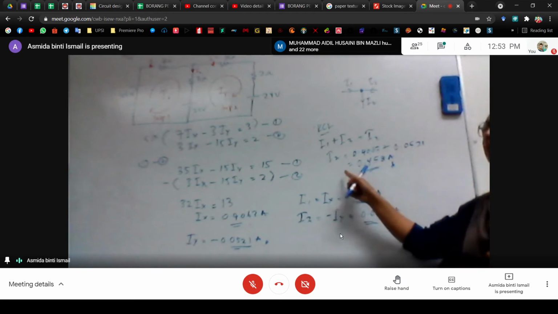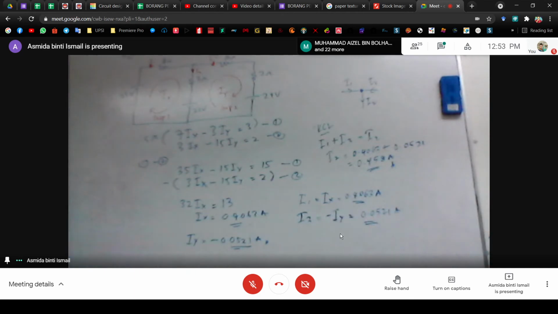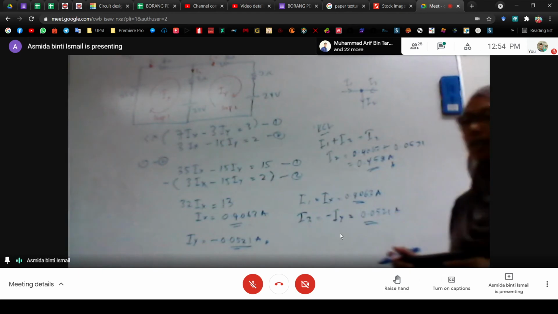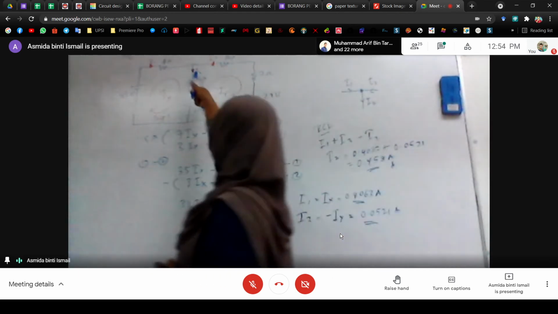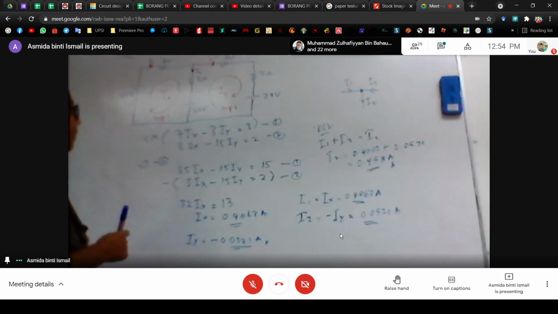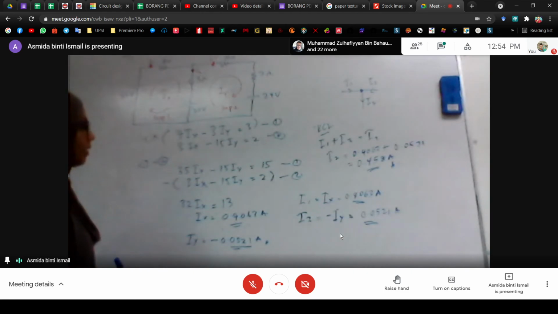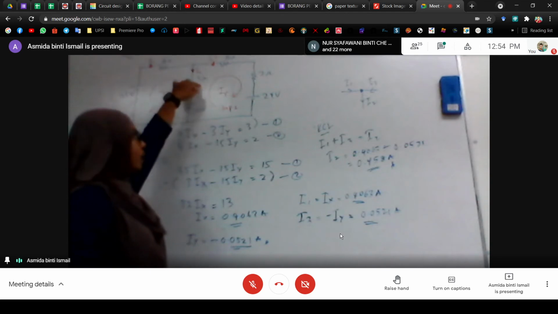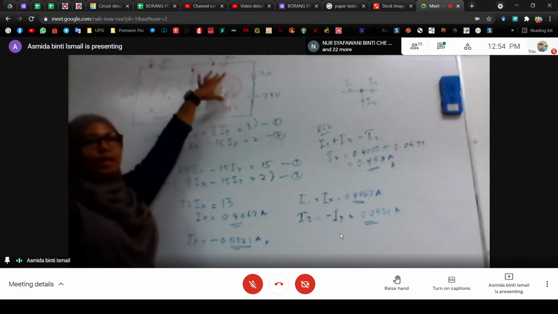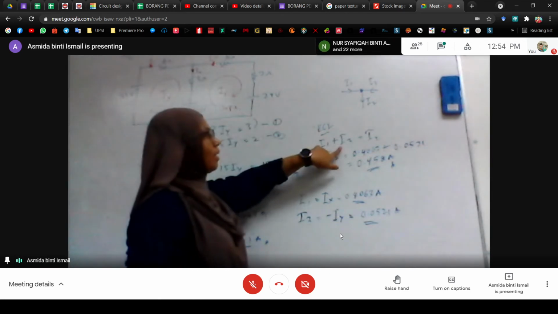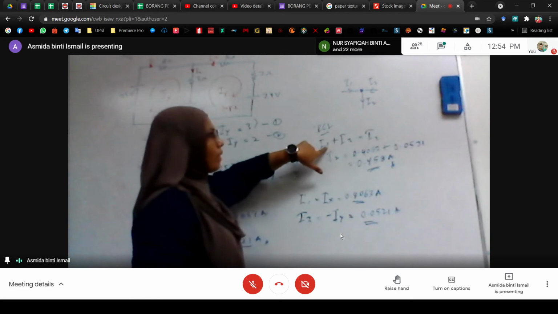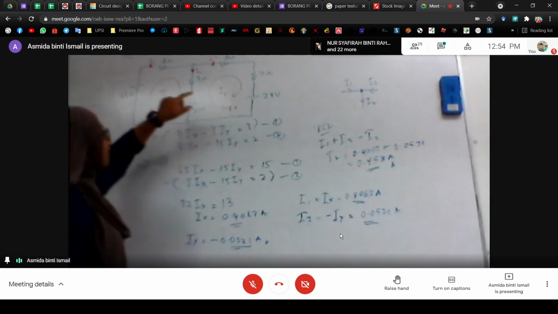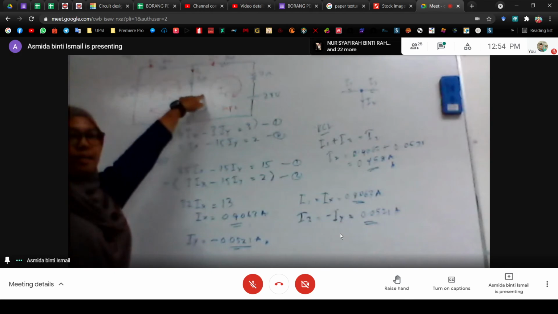This is the value for I2. You want to find the value of I2 here. You can use Ix and Iy instead of I1 and I3. You can use this Ix and Iy.